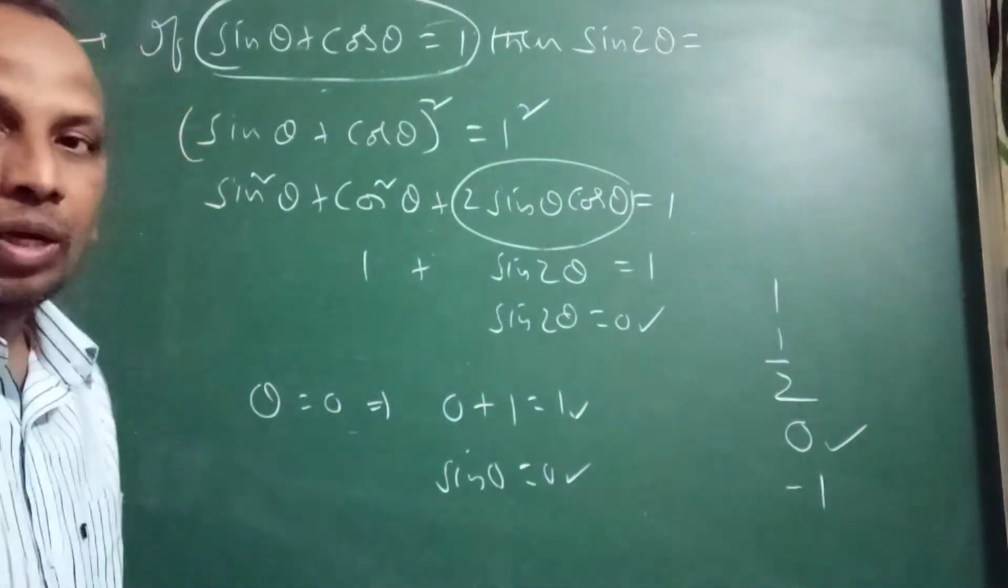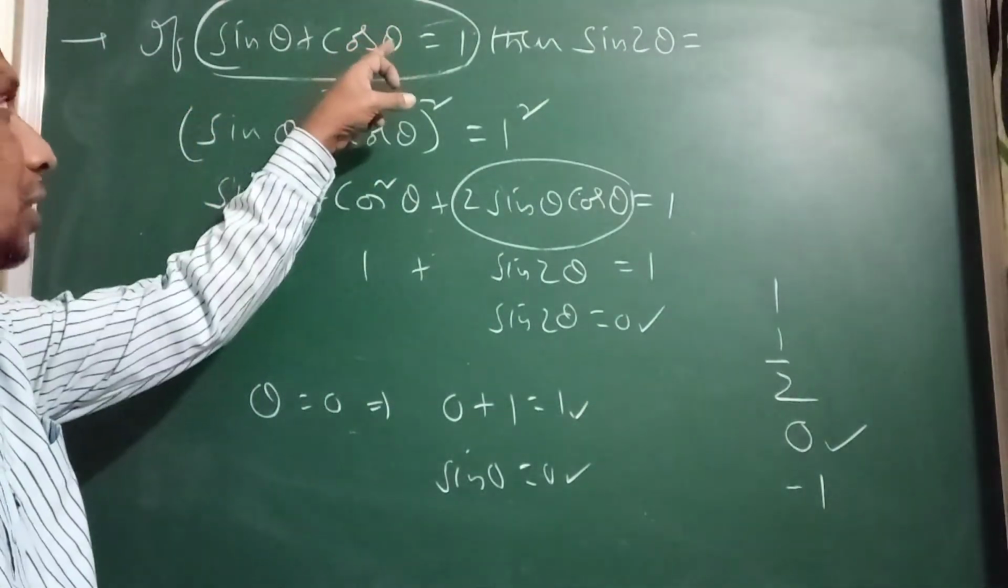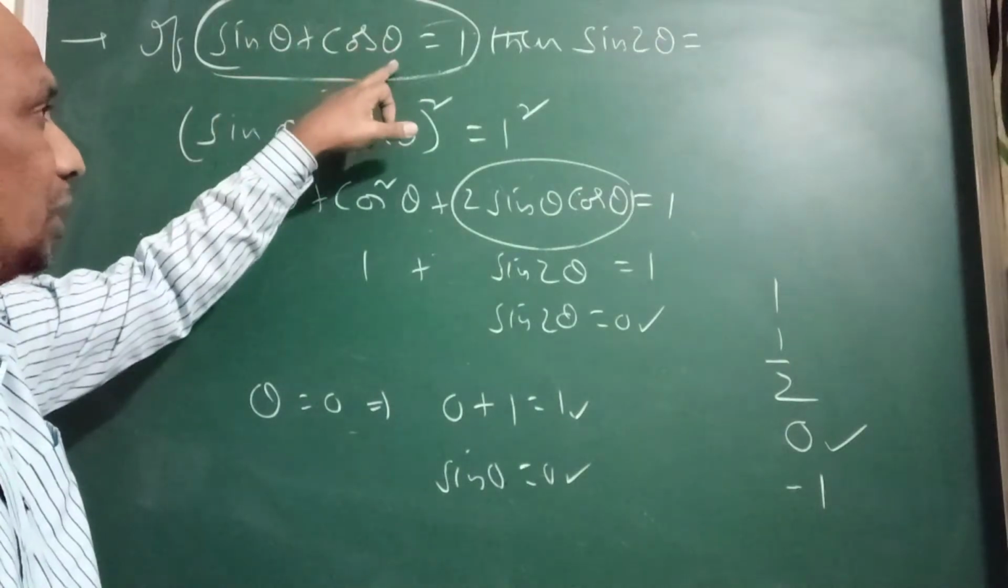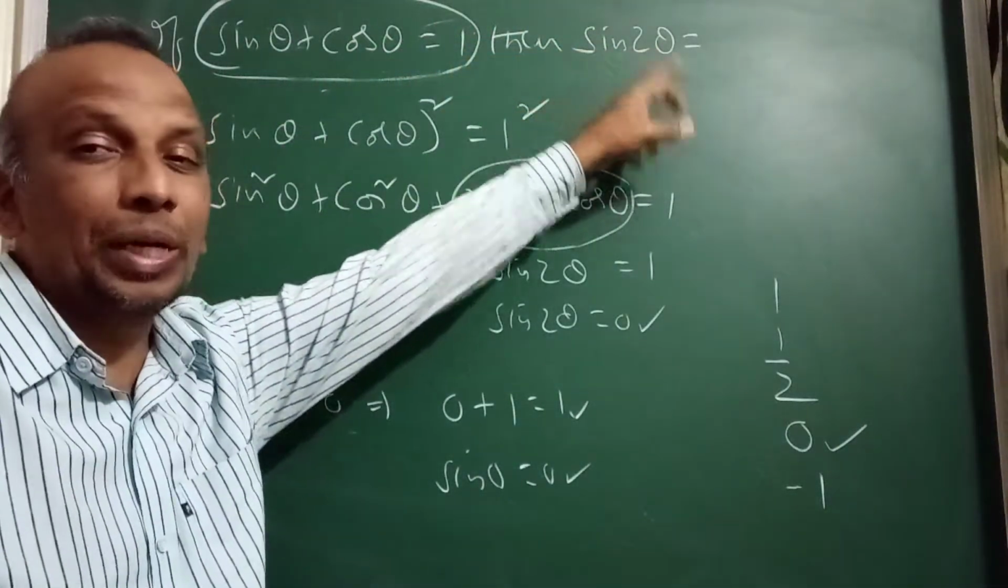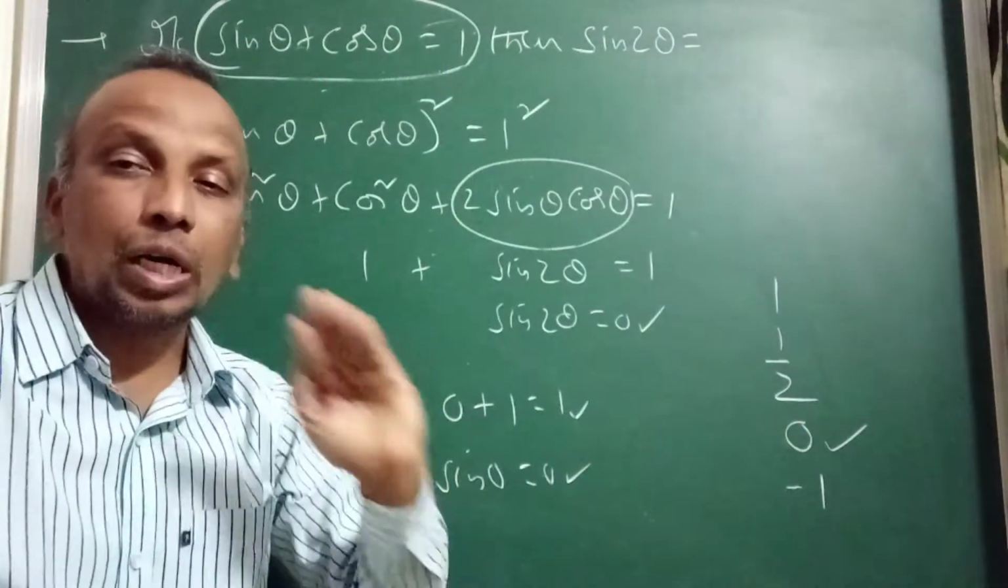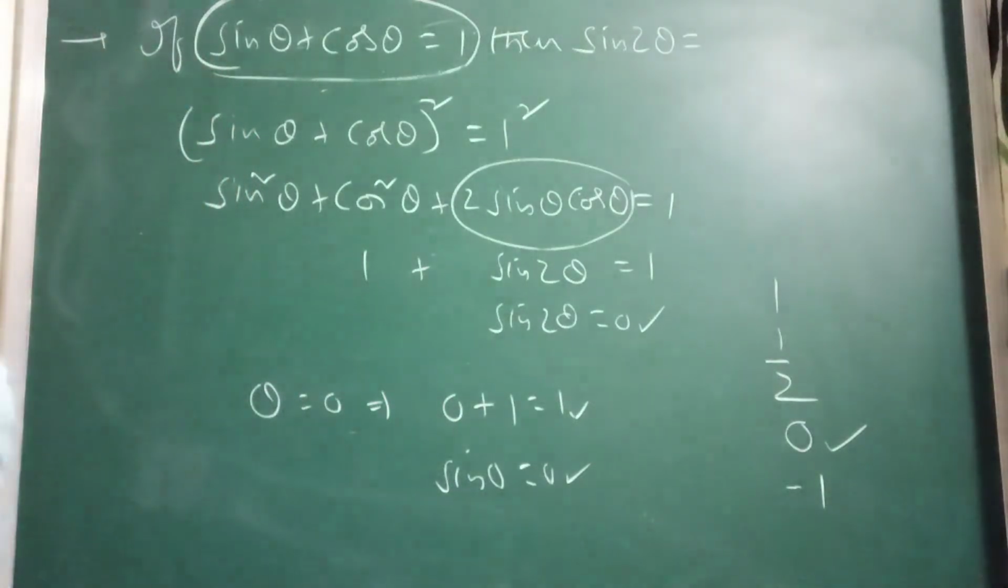This is another way. Otherwise you take theta equal to 90. Sin 90 is 1, cos 90 is 0. Substitute: sin 2 into 90, sin 180 is 0. That way also you can solve this problem.